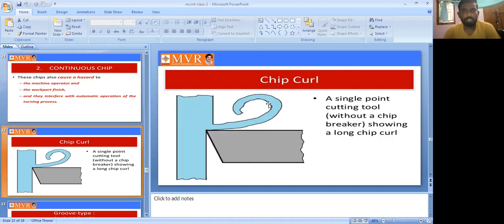Next we can see the chip rule. A single point cutting tool without a chip breaker showing a long chip rule. In continuous chip, see here, this is a chip rule. A chip rule is nothing but a small layer of the workpiece.